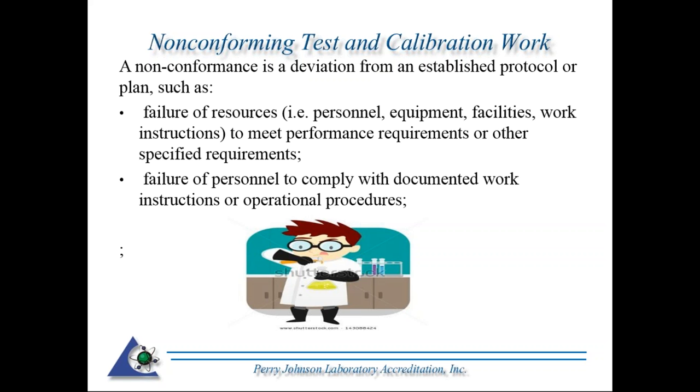So again, a nonconformance in regards to testing and calibration work is a deviation from an established protocol plan, such as, and I'm going to give some examples on the next couple slides of where nonconforming calibration and testing could rear its ugly head. It could come from failure of resources such as personnel, equipment, facilities, work instructions to meet performance requirements or other specified requirements. It could come from failure of personnel to comply with documented work instructions or operational procedures.